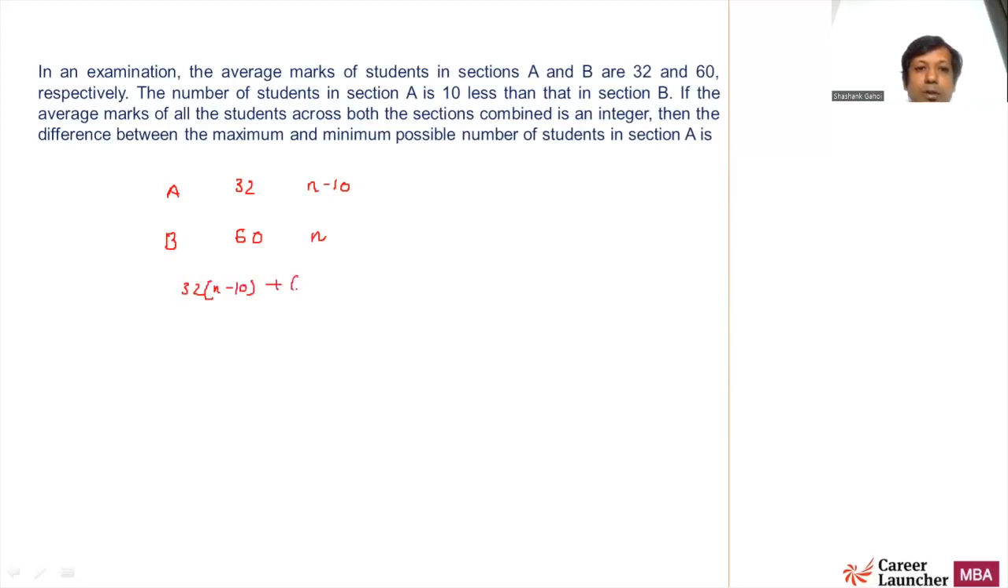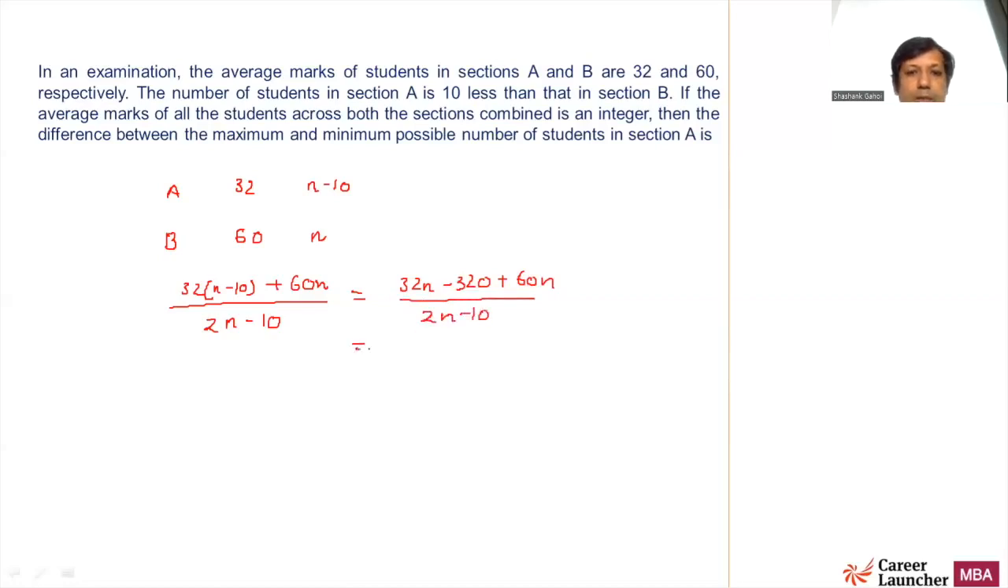Total marks of section B is 60n. Divide by total number of students, that is 2n minus 20, minus 10. So this comes out to be 32n minus 320 plus 60n upon 2n minus 10. So I am going to get 92n minus 320 upon 2n minus 10.